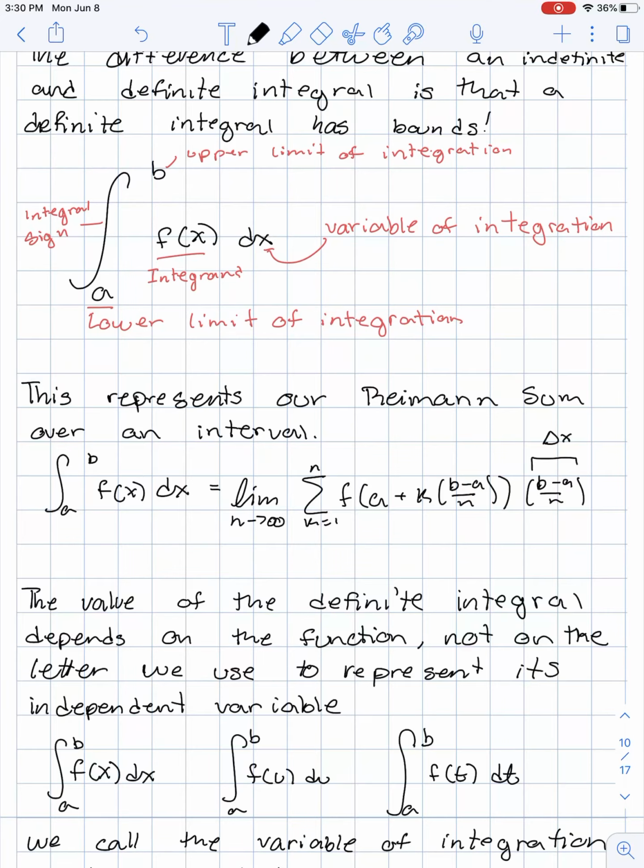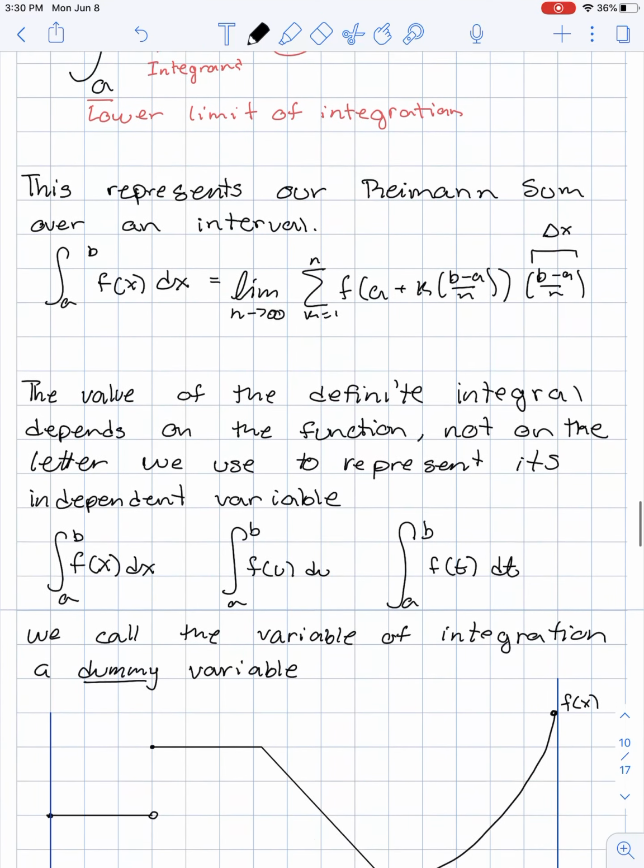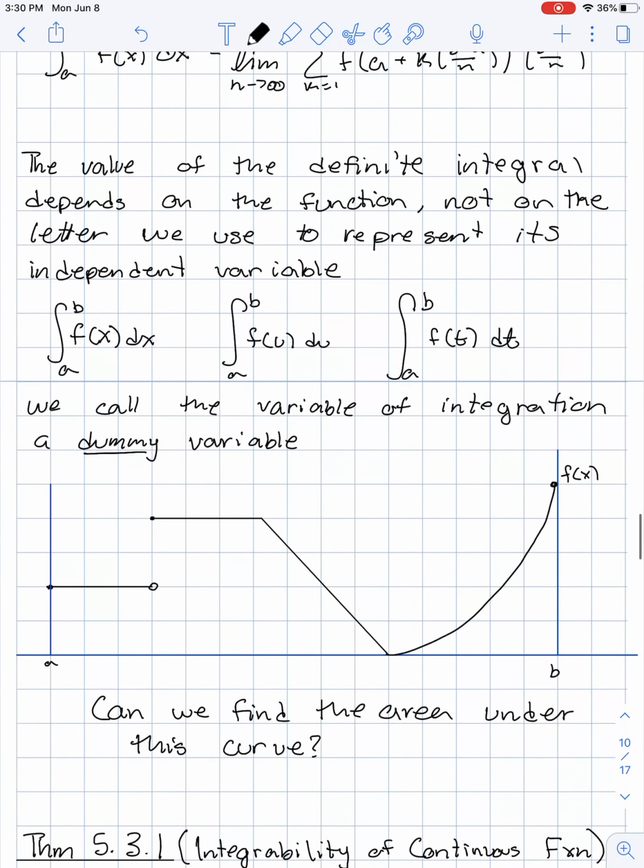All right. So the value of the definite integral depends on the function, not on the letter that we use to represent its independent variable. So we can have the integral from a to b of f of x dx, the integral of f of u du, the integral of f of t dt. All the same function, just with different variables. All three of those are equal, making the variable of integration what's called a dummy variable, right?